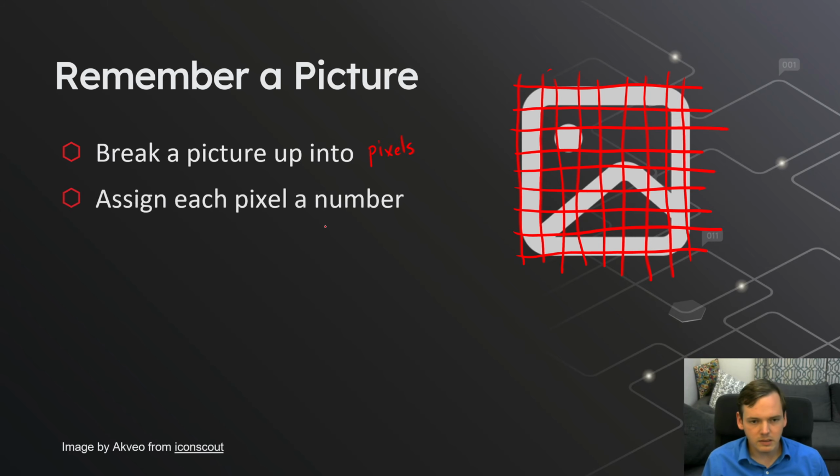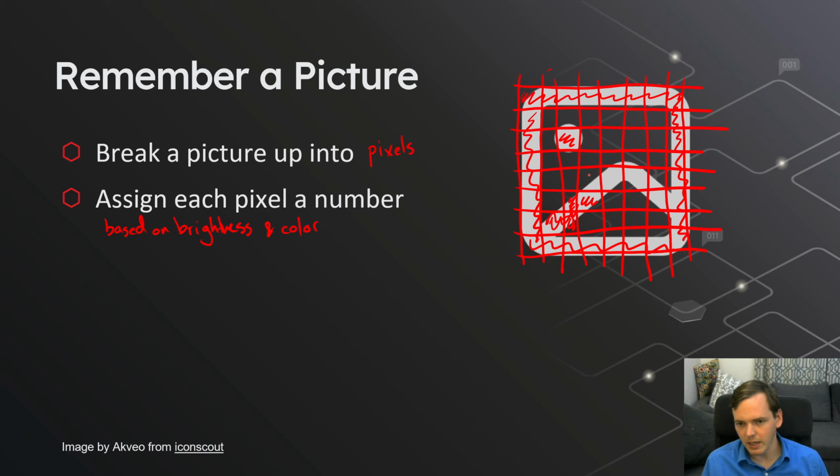And then next, you assign each pixel a number, and this will be based on brightness and color as relevant. So if it's really bright, it'd have a high number. If it's really dim, it'd have a low number. So in this case, all these pixels around the outside here, these would all get a high number because they're quite bright.